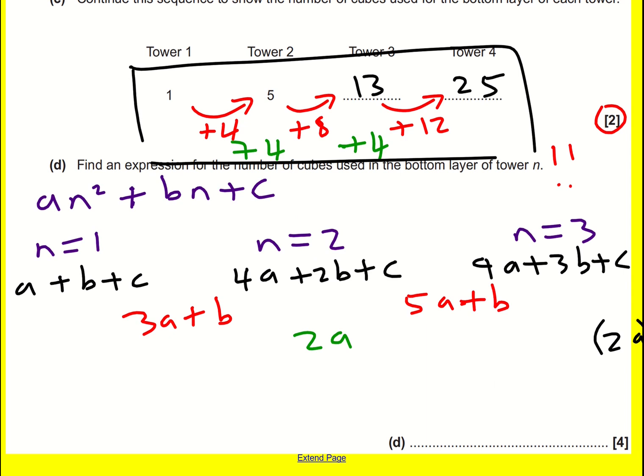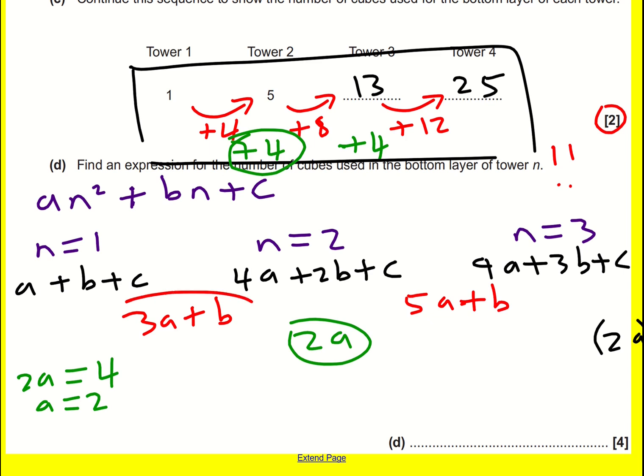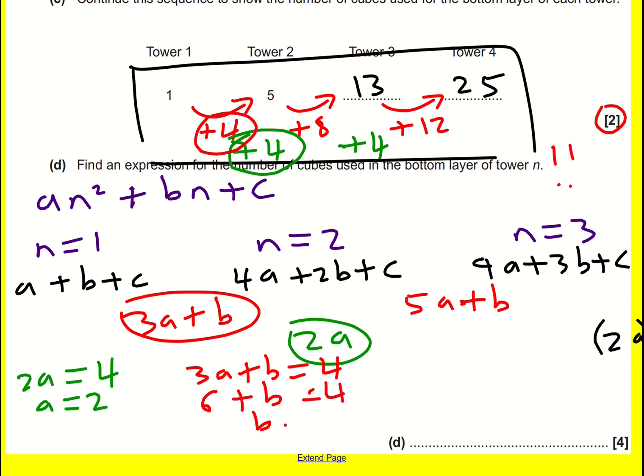Because what can I now do? I can basically say, well, here's the constant second difference, and here's the constant second difference. So 2a must equal 4, and a must equal 2. And I've got my first part of the expression. What next? I then can look at the first difference. I could pick any of them, but let's pick the first one. That 3a plus b must equal 4. But I know what a is, it's 2, so it must be 6 plus b, because 3 times 2 is 6. 6 plus b is 4, and therefore b is going to be minus 2.